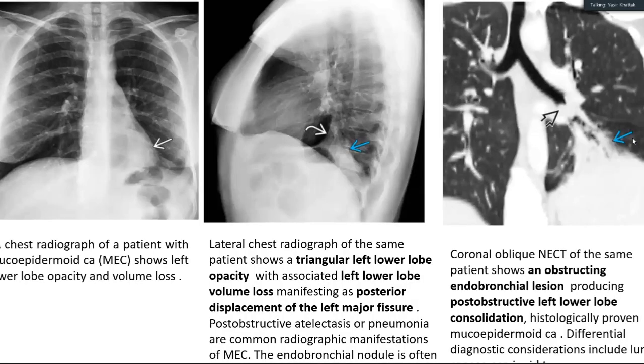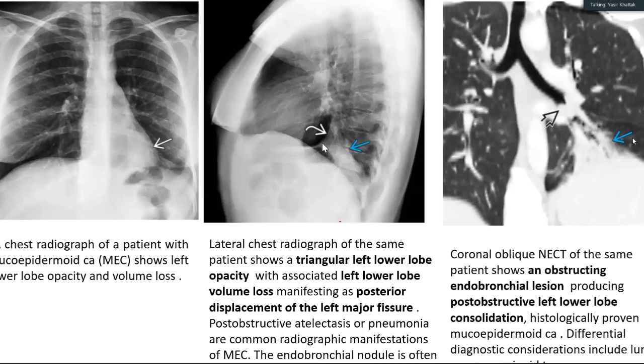Now, as I mentioned, if you pick it up on the X-ray and you come to a CT scan and then you are stuck on what it is, I shall mention that left lower lobe collapse can be caused by mucoepidermoid carcinoma, like this one case. Another case, you see this triangular shadow. There is volume loss in the lateral view.